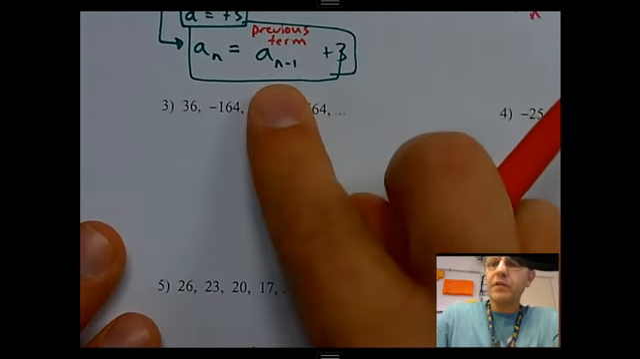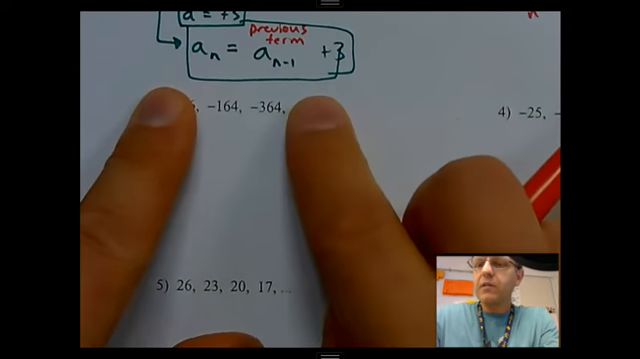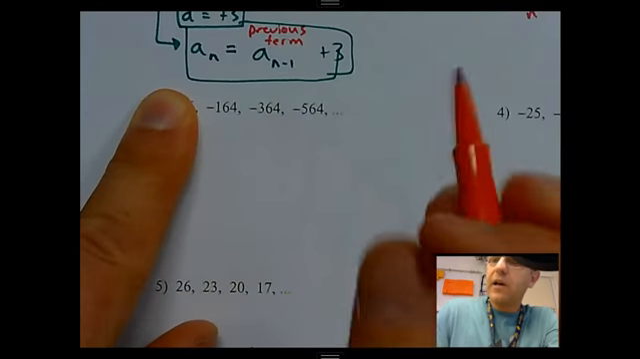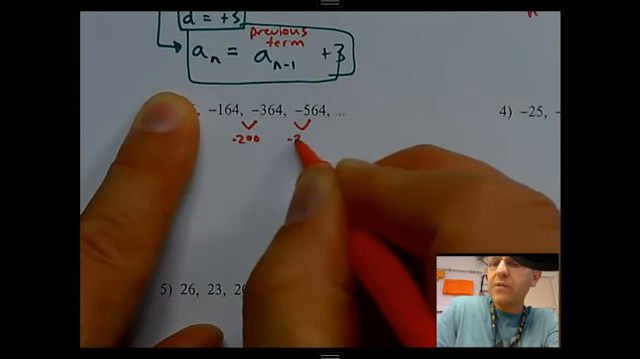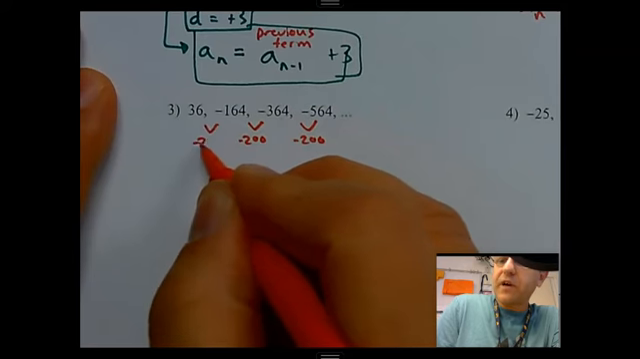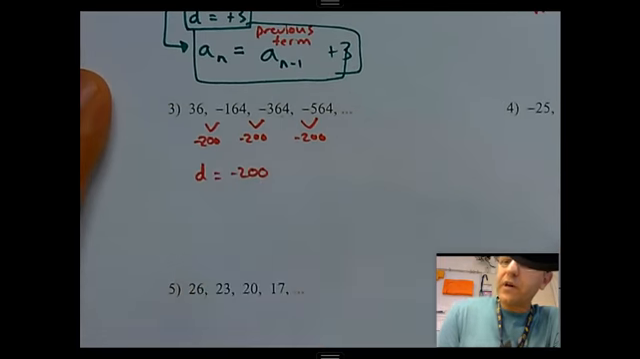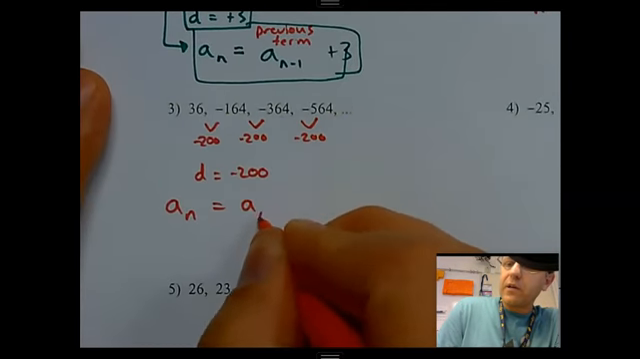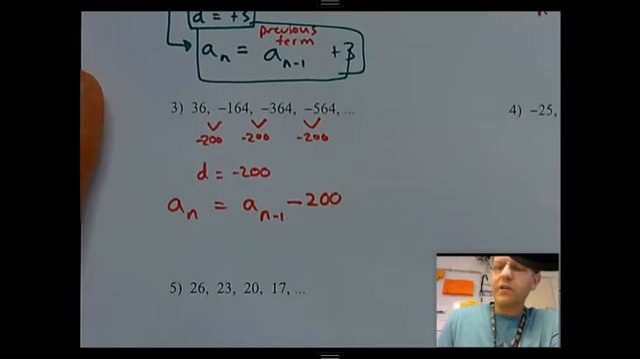So what's going on? First of all, between these first two, that's kind of hard to see. But look between these guys. From here to here and from here to here, I think that this is subtract 200. I think it's subtracting 200 every time, which means it's probably subtracting 200 here as well. So what's the common difference? Minus 200. What's our recursive formula? Well, you go to the previous term and subtract 200.